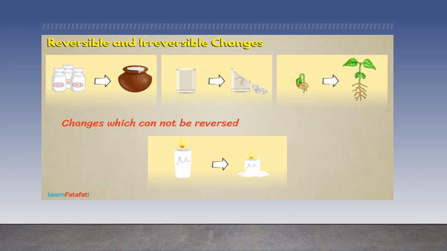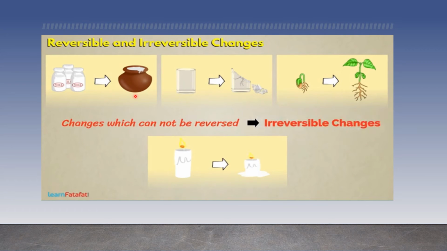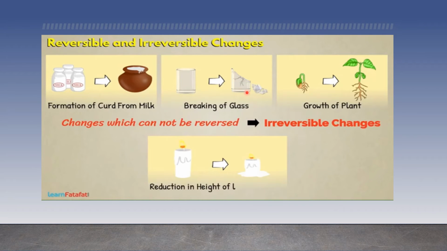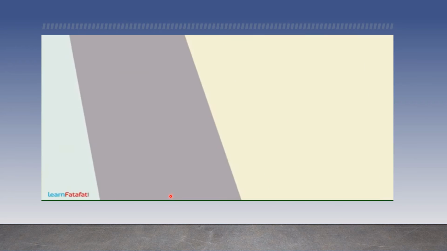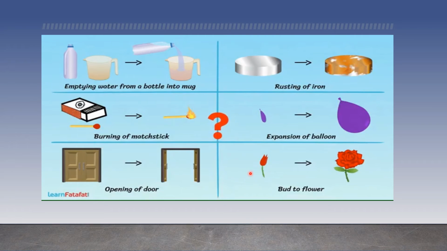Now, look at the small clipping here. Now, children, look over here. Milk to curd. This is irreversible change. Changes which cannot be reversed are called irreversible change, like milk to curd. Now here, glass, if it is broken, you cannot get the glass back. Then bud to a plant. You can see a baby plant to a plant, you cannot get back. Then reduction of height in a candle.